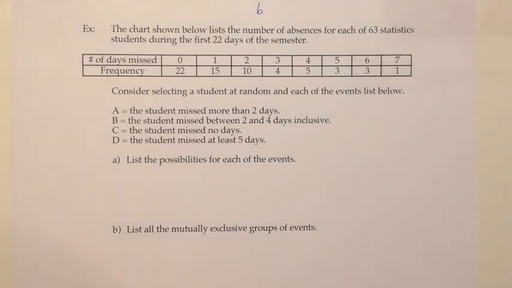Now consider selecting a student at random and each of the events listed below, and they're defining some events for us. A is the student missed more than 2 days. B is the student missed between 2 and 4 days inclusive. C is that the student missed no days at all. And D is the student missed at least 5 days. The first thing they want us to do is list the possibilities of each of the events.